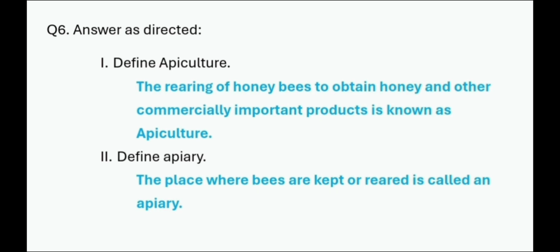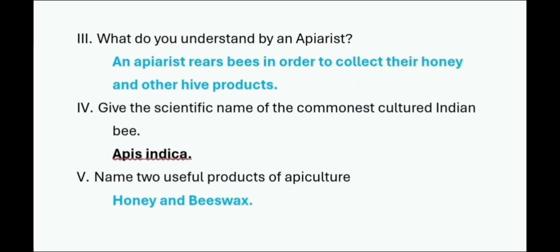And apiary, that is a place where the bees are kept or reared. That place is called an apiary. Then we have the definition to be given for an apiarist. That is the person who rears the honeybees, and indeed they are the ones who collect the honey from the beehives along with the other useful products from there. Then the scientific name of the commonest Indian bee is Apis indica. A should be capital and indica's I should be small.